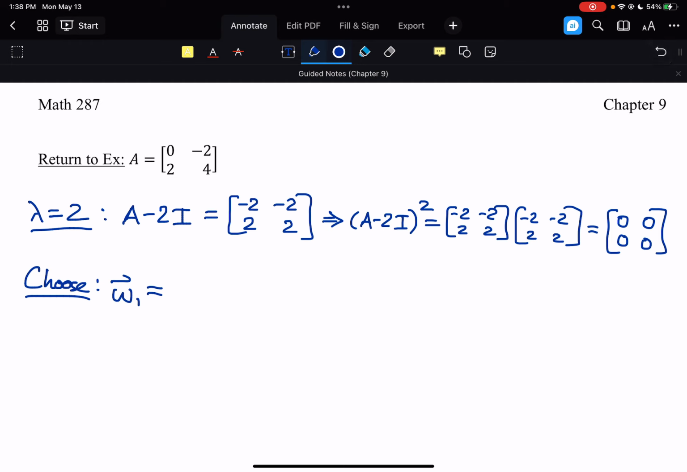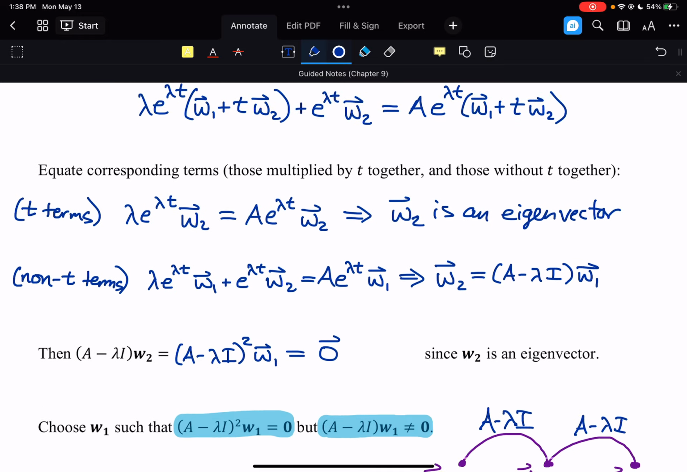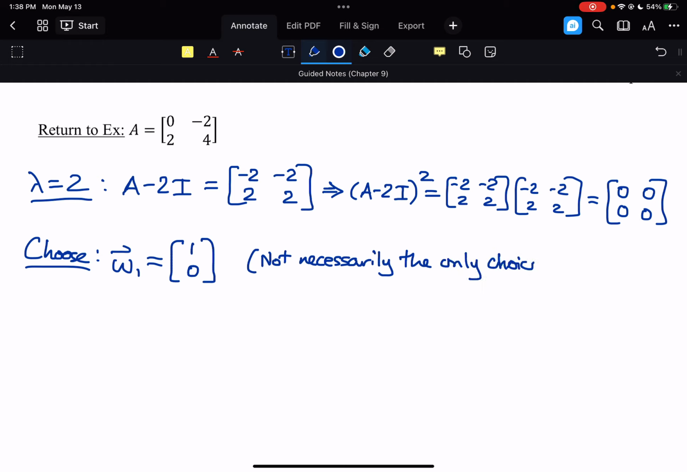So for our choice, remember the eigenvectors have this form, the negative 1, 1. So in our choice for W1, I'm going to choose 1, 0. Now, it is important to note this is not necessarily the only choice. We pick this for simplicity. It's not necessarily the only vector that's going to make this work, but it's definitely the simplest version of that vector to make it work.